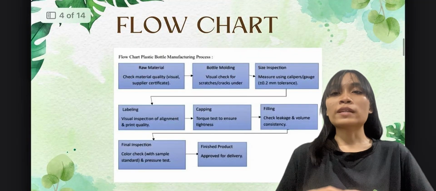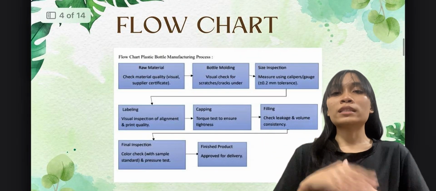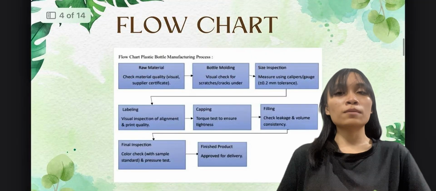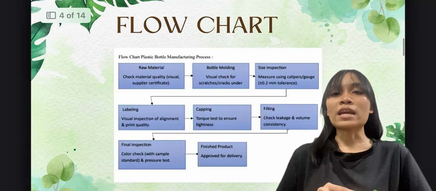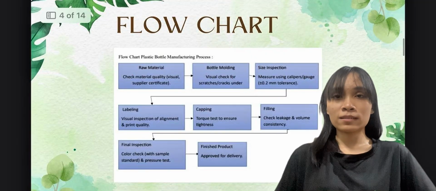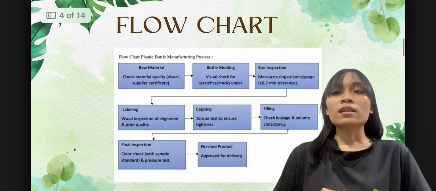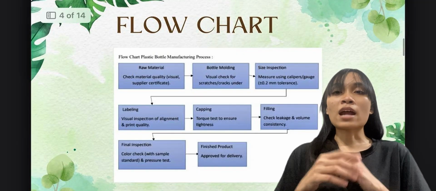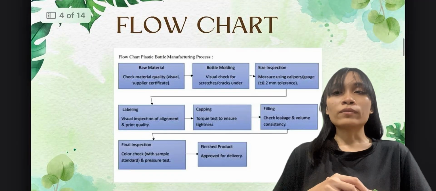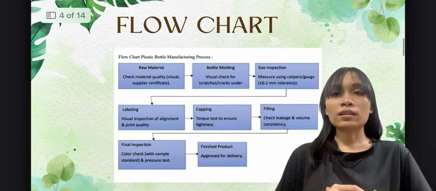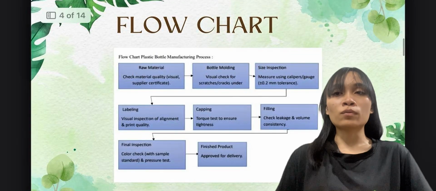It starts with checking the raw material quality, followed by the bottle molding process and size insertion. Then, labeling and capping are done, along with filling to check leakage and volume. Finally, the product goes through a final inspection before being approved as a finished product.